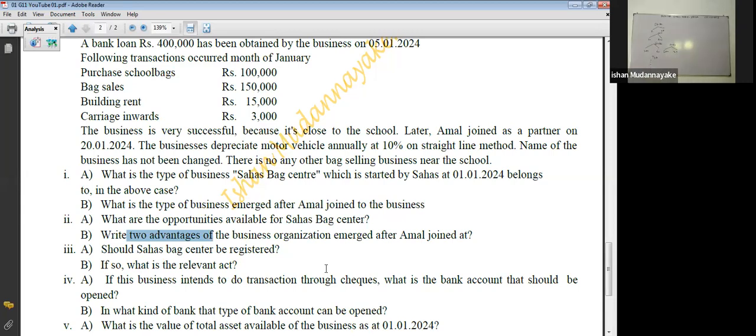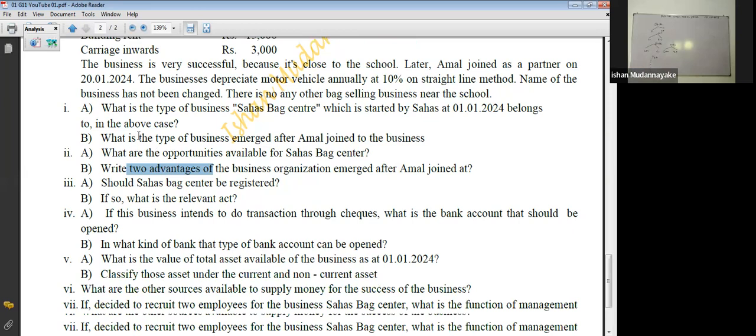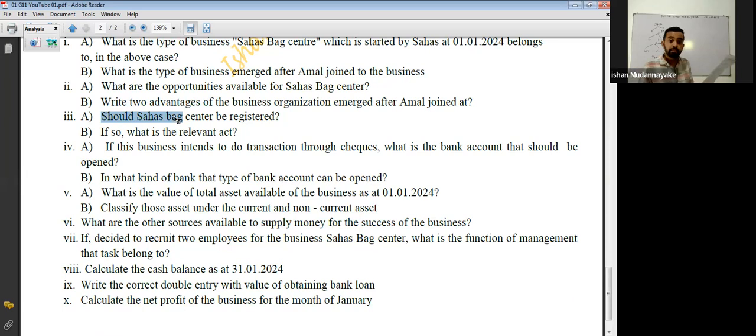And then look at the next question, Roman number 3. Should Sahas Bag Center be registered? Yes. Here, the owners are using another name without using their full name. Therefore, they need to register that name in the relevant divisional secretary office. If so, what is the relevant act? Business Name Ordinance number 6 of 1980. That is a law related to registering a sole proprietorship business.